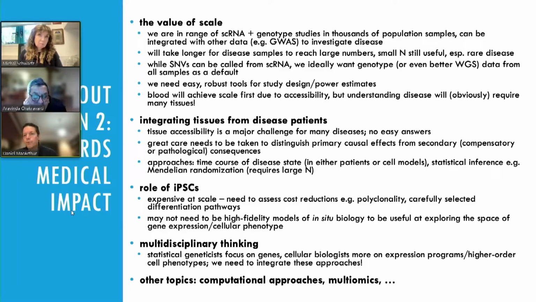There was a really interesting discussion, I thought, about the different ways that statistical geneticists and cellular biologists can approach problems, the need for multidisciplinarity in approaching these questions. One particular mention was about statistical geneticists often focusing on genes as an outcome measure, whereas for cellular biologists, often the measure of interest is a higher order phenotype, such as a gene expression program or higher order cell phenotypes. And we need to think about how we can integrate these different approaches to make sense of the underlying biology.